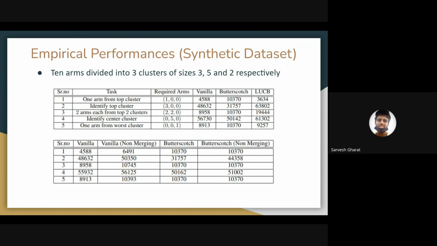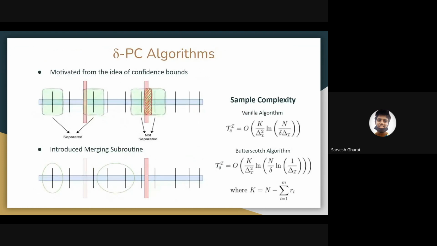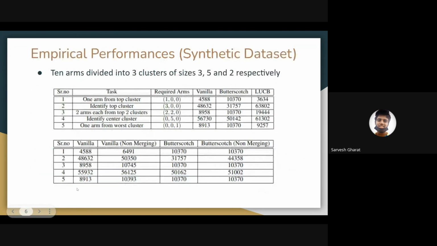And then we comment on the effect on empirical performances due to the merging subroutine that we had introduced here. If we wouldn't have done merging, then the vanilla algorithm would have taken around 6,491 pulls for this problem to be solved. But given that we are doing merging, it takes around 4.5k pulls for the problem to be solved.